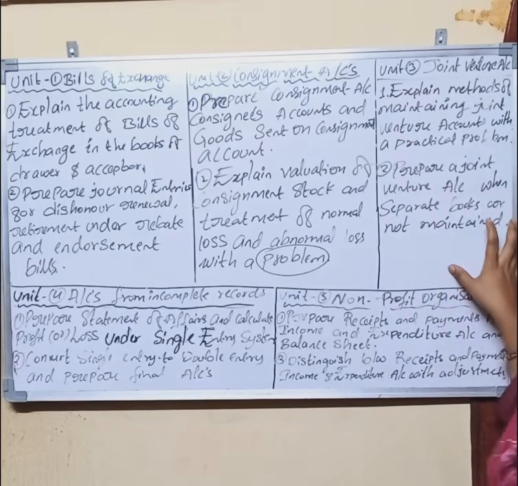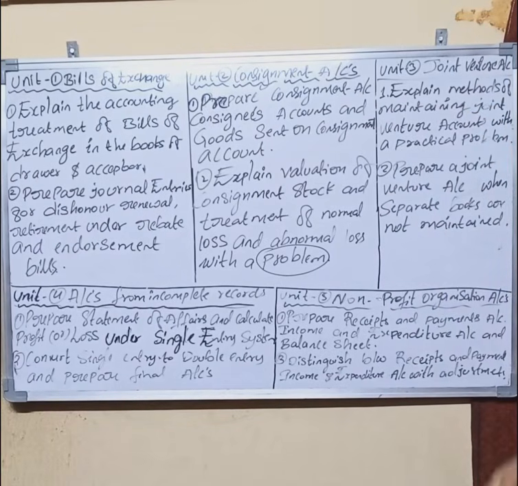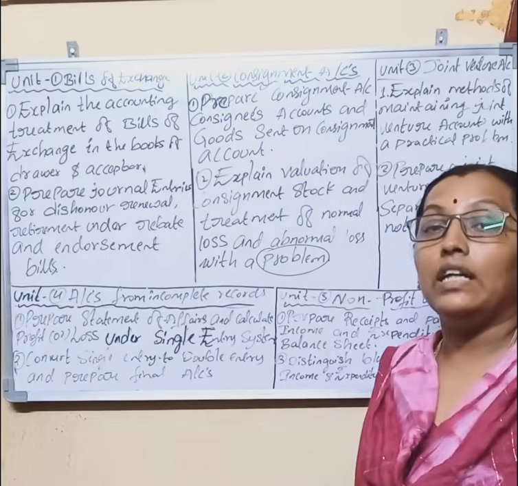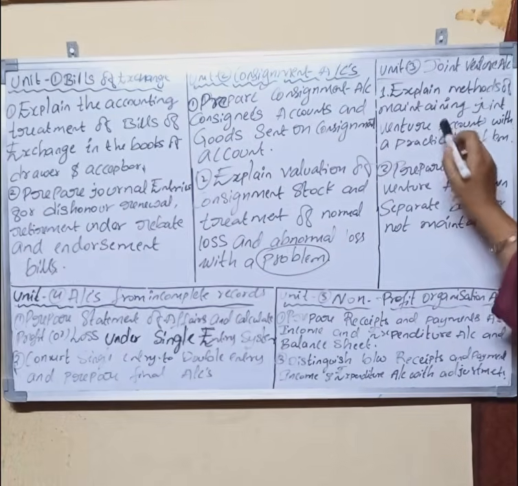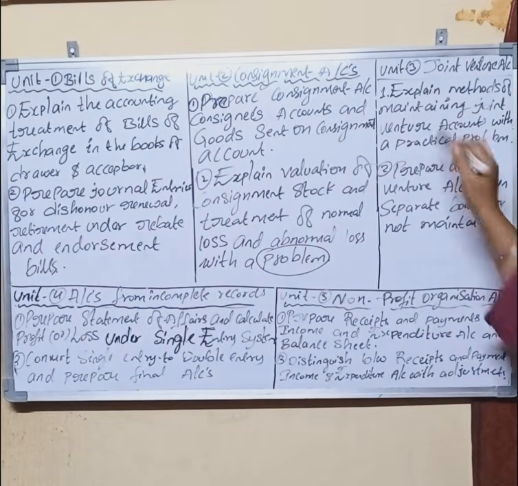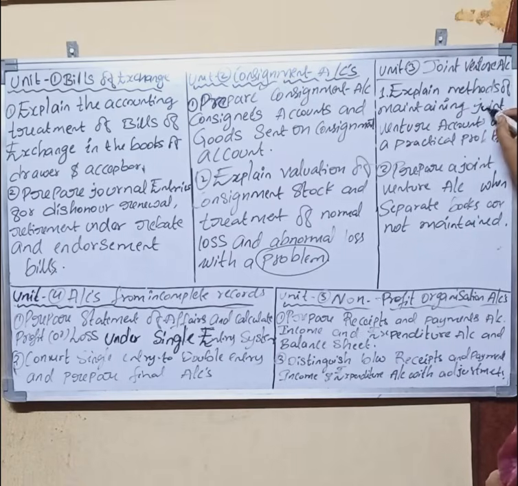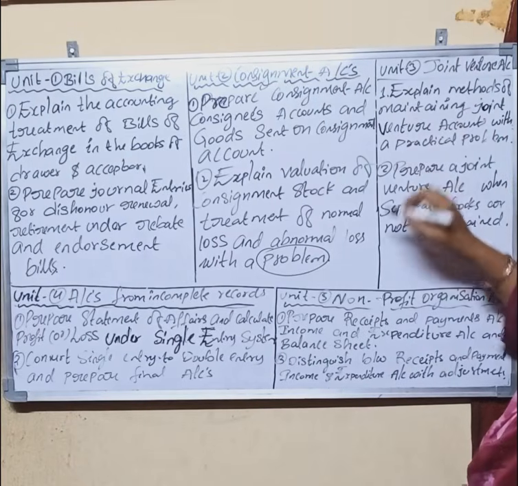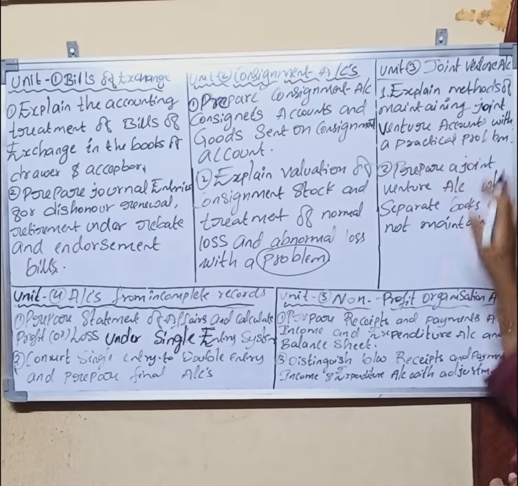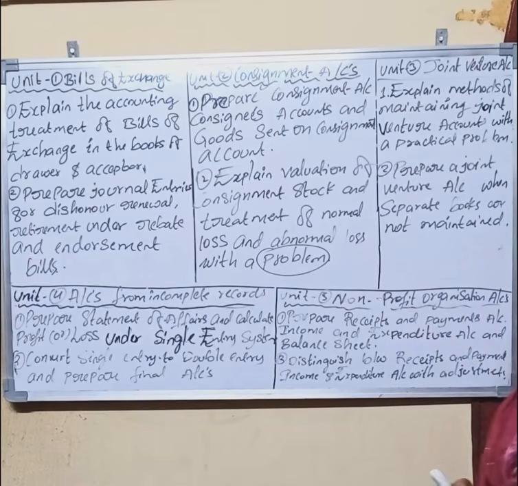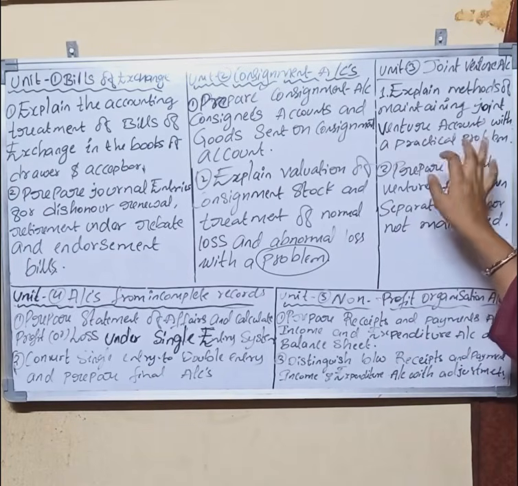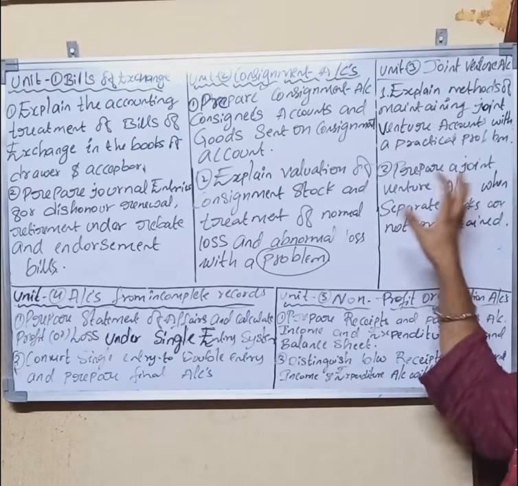Now unit 3. Unit 3 is all about the joint venture account. Here, explain the methods of maintaining the joint venture account, with practical problems. So we have to know the methods used in joint venture accounts and solve practical problems.